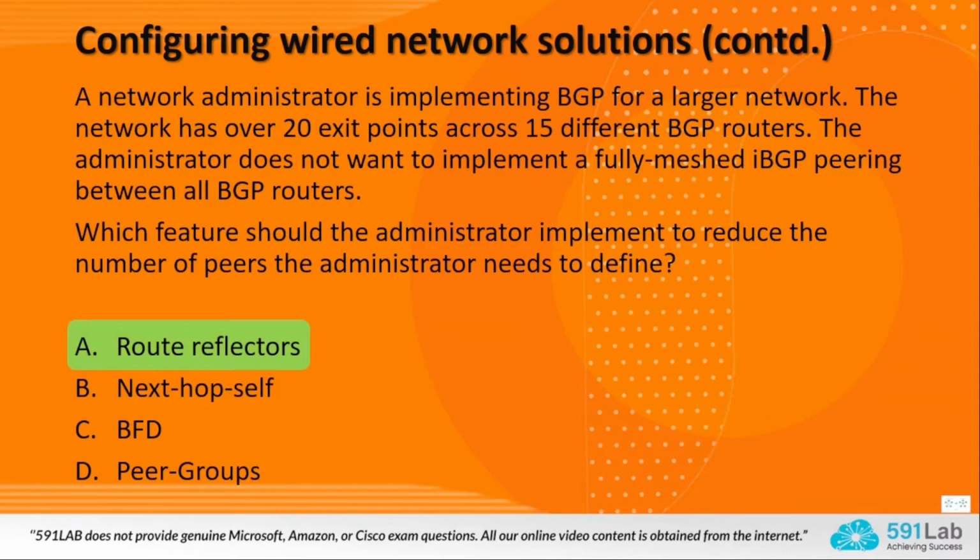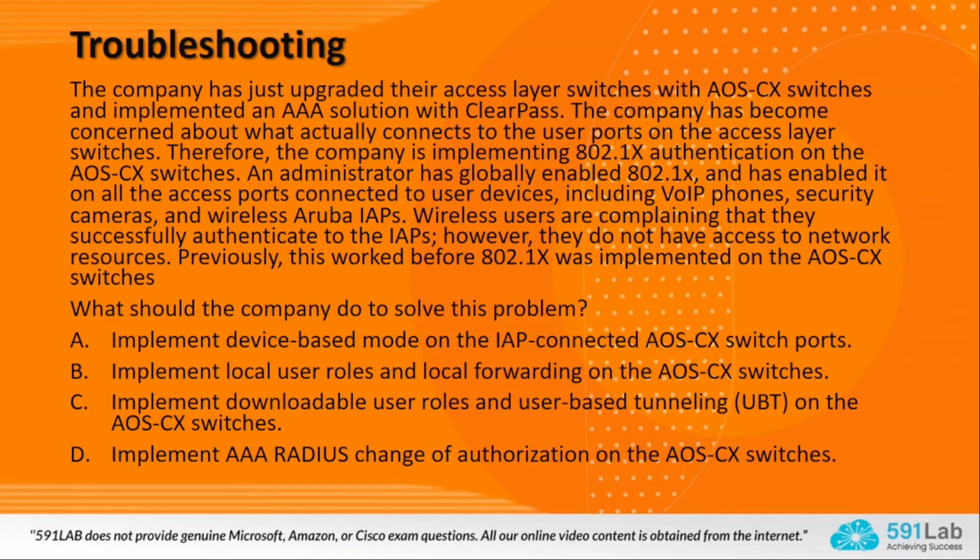Okay, we'll move on to the next question, troubleshooting. The company has just upgraded their access layer switches with AOS CX switches and implemented an AAA solution with ClearPass. The company has become concerned about what actually connects to the user ports on the access layer switches. Therefore, the company is implementing 802.1x authentication on the AOS CX switches. An administrator has globally enabled 802.1x and has enabled it on all the access ports connected to user devices, including VoIP phones, security cameras, and wireless Aruba IAPs.